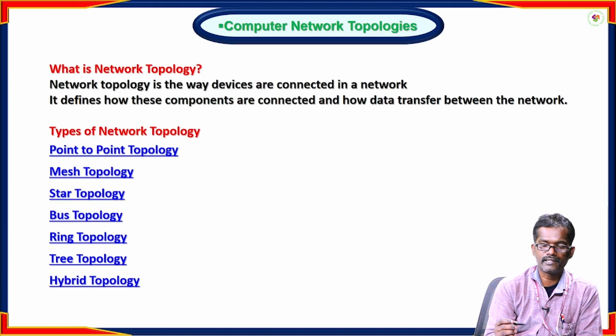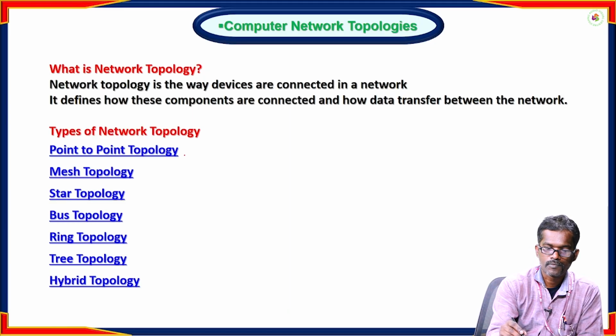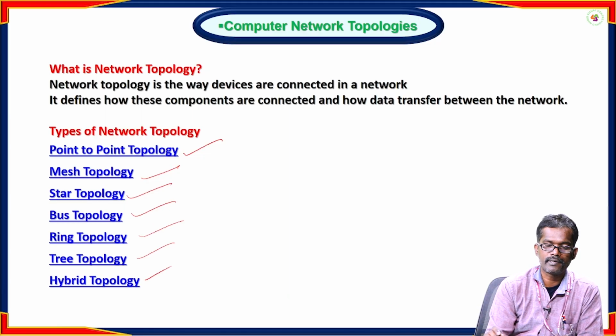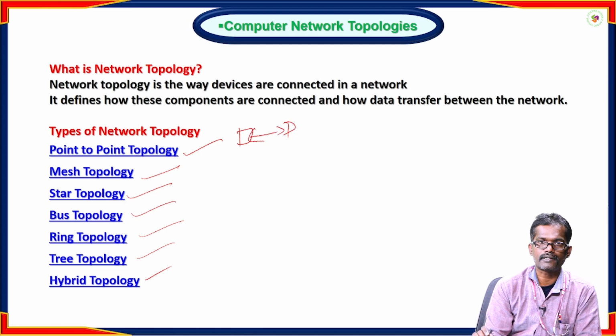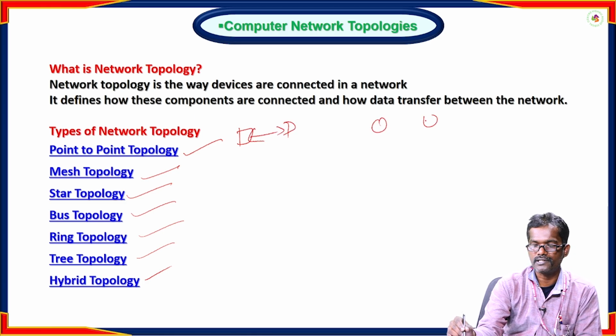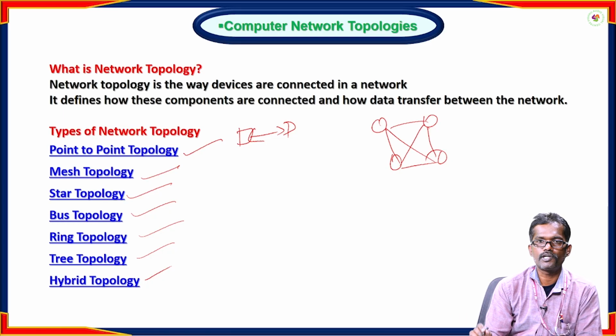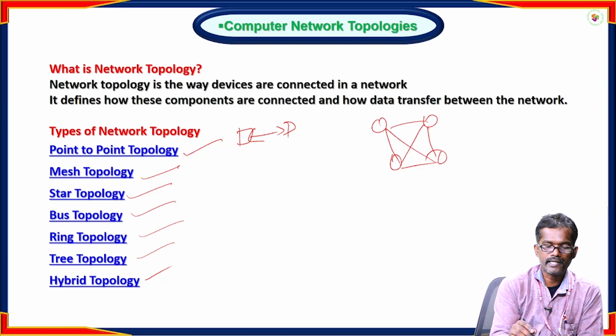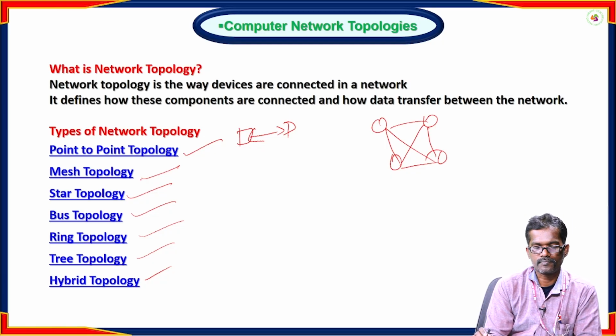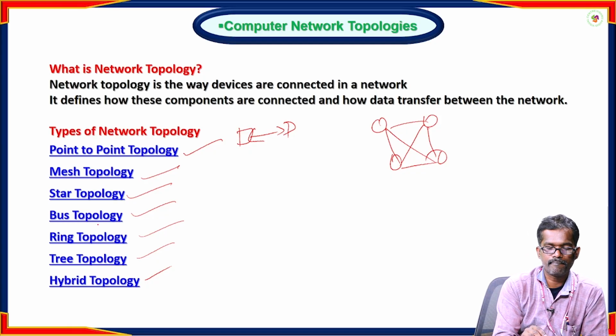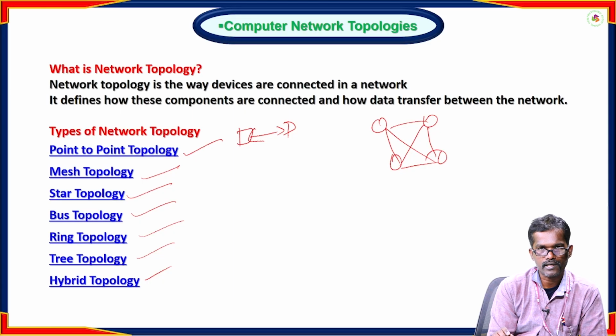For this we have different types of topologies: point-to-point topology, mesh topology, star topology, bus topology, ring, tree, and hybrid topology. Point-to-point means from one system to one system we can contact directly. Suppose there are 5 systems in the network, one to one directly contact, A to B or A to C, A to D, directly with point-to-point networking. Before the mesh topology, we will see the bus, ring and star topology.